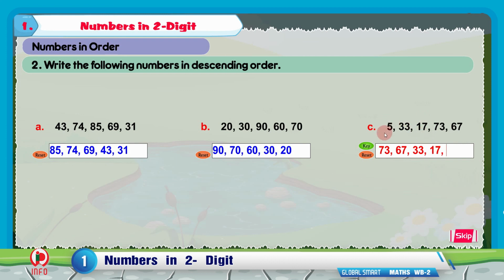And the 1-digit number is the smallest of all. So we will write here last number 5 because it is the smallest of all. So this is the descending order for these numbers. Greater number to smaller number is descending order. With this we completed the second bit under numbers in order. Now we will go for the next topic in the chapter numbers in 2 digit.